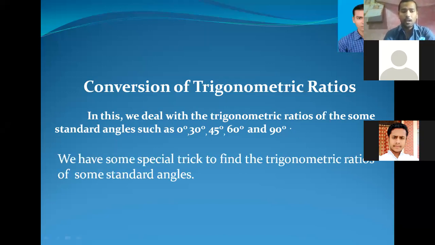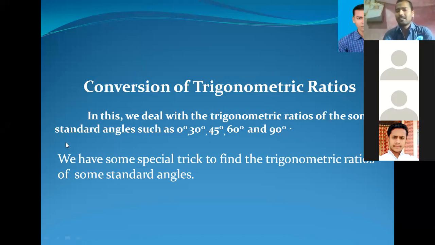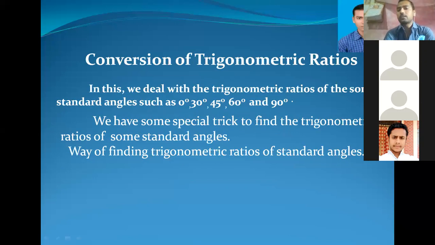Okay, so in this way, we have a special trick to find the trigonometric ratios of some standard angles. Standard angles means what? 0 degree, 30 degree, 45 degree, 60 degree, and 90 degree especially. We need such 5 angles here in our class. That's why we will discuss only these 5 angles, not more than the 5. That's why we use such ways of finding the ratios.